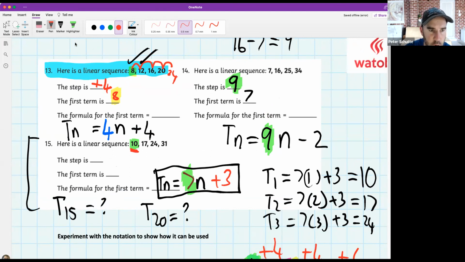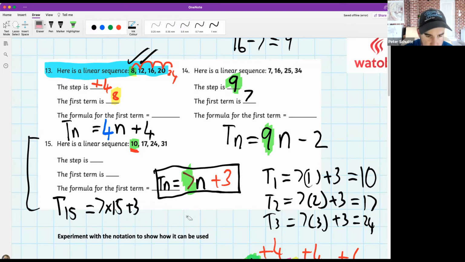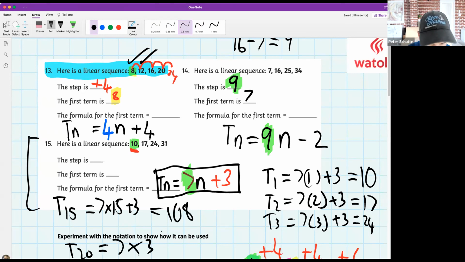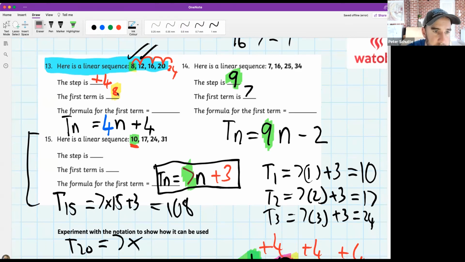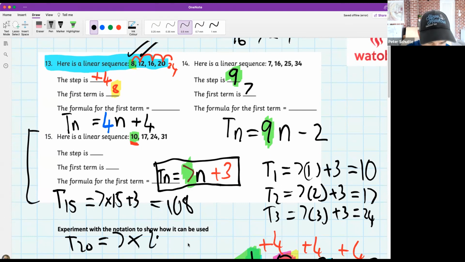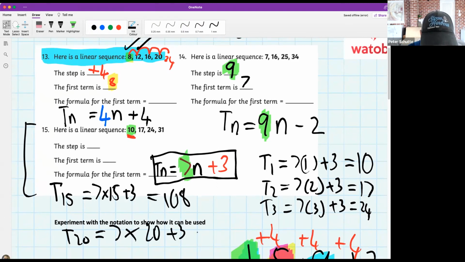S. Okay. I'm going to pick up, don't worry, there's going to be more chance to practice later in the lesson. So let me just quickly do T15. Okay. So T15 is just going to be 7 times 15 plus 3. And that is just going to be 7 times 15, 7 plus 3, and you get 108. And T20 is going to be 7 times 20 plus 3, which is going to be 143.